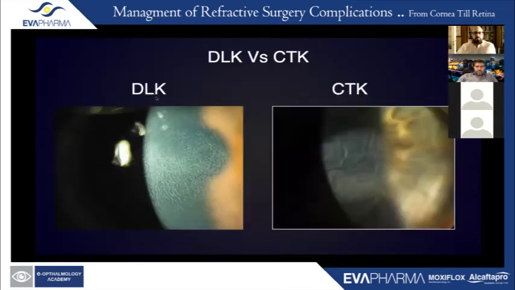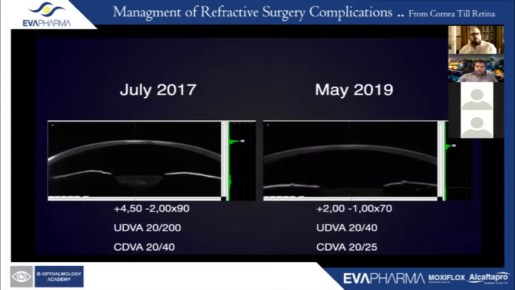This is the difference between the DLK and CTK. You can see here the shape. The DLK has opacities extended to the flap edges, while the CTK is confined to the center with a sharp edge here, with the dominant striae in the center.